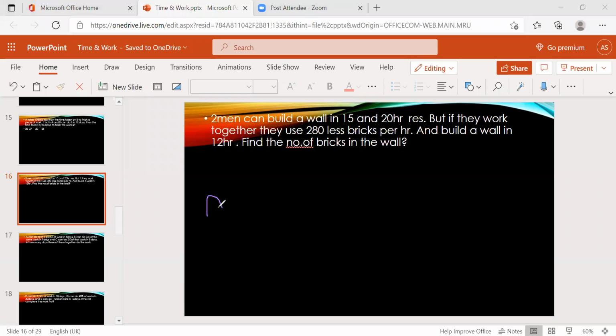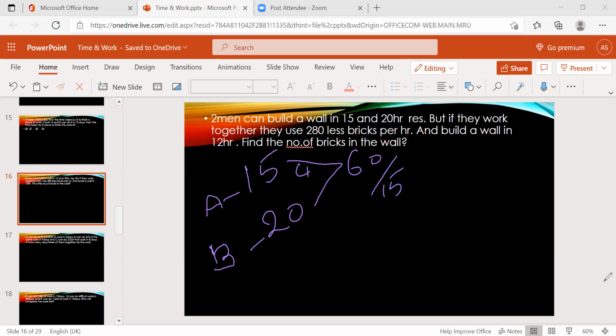Individually, suppose A and B, think A and B. A can finish in 15 hours and B can finish in 20 hours. Now take the LCM. 60 is the LCM. Now 60 by 15 is nothing but 4 units, and 60 by 20 is nothing but 3 units. So A can do 4 units and B can do 3 units in one day. So together means 7 units.